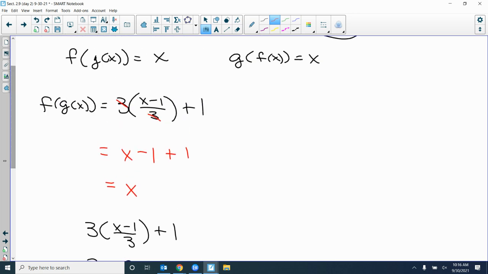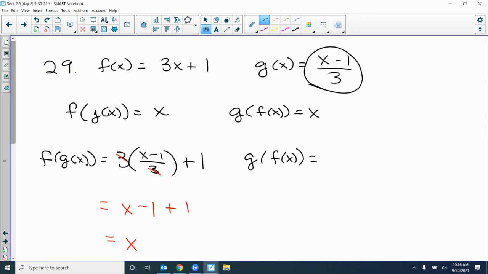So g of f of x. You take this, 3x plus 1, and plug it in for the x. And that's over 3. And then plus 1 minus 1 adds up to 0. I end up with x. Okay? So that's going to be the case there. Anything else? Good one. That's a good question.